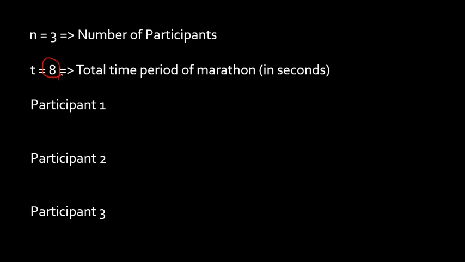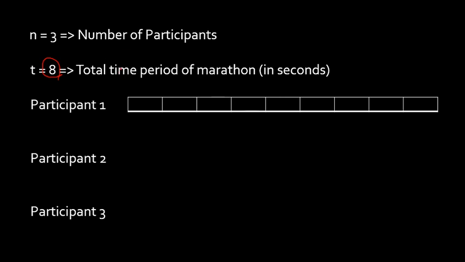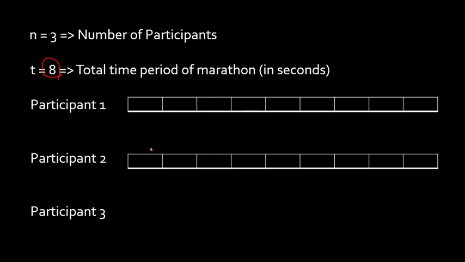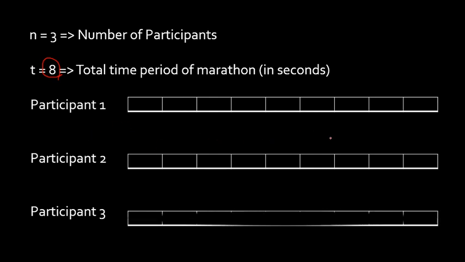So, we need to know their positions throughout these 8 seconds. They will give you multiple inputs here, and an array will be provided. This is going to tell you the position of the participants throughout these 8 seconds. This array indicates position of participant 1 throughout 8 seconds. Second array indicates position of participant 2, and third array indicates position of participant 3. Am I making it clear? This is just the input format: number of participants, total time period, and the positions of all the participants.